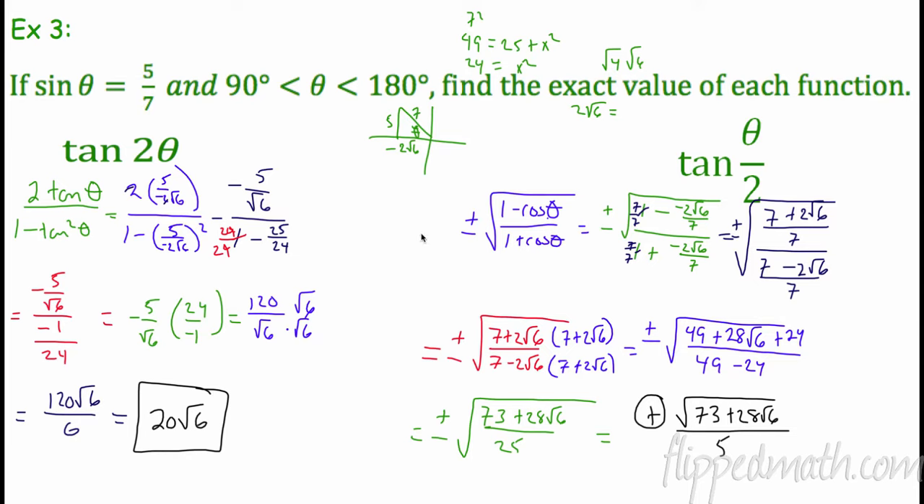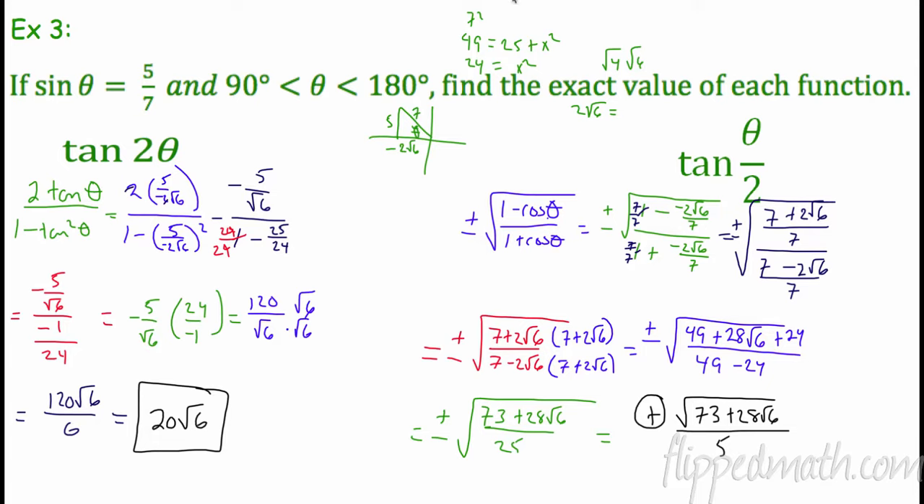Over here, we have our plus or minus square root of 1 minus cosine theta over 1 plus cosine theta. I plug in my formulas, have to get a common denominator, so 7 minus a negative, so that's 7 plus 2 radical 6 over 7, and 7 minus 2 radical 6 over 7. Essentially, the 7's are going to cancel out, so we have 7 plus 2 radical 6 over 7 minus 2 radical 6. Multiply by the conjugate of the bottom to get rid of the radicals. We get 49 plus 28 radical 6 plus 24 over 49 minus 24, which simplified gives us 73 plus 28 radical 6 over 25. Square root of the top, which we can't really do. Square root of the bottom is 5, and it's positive.